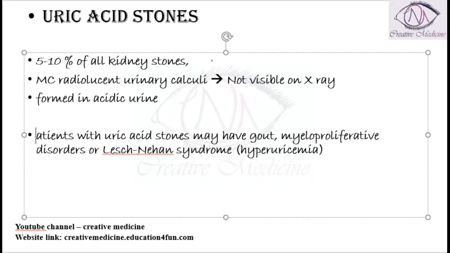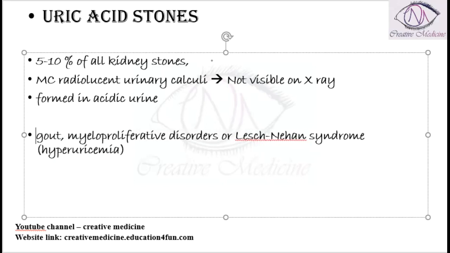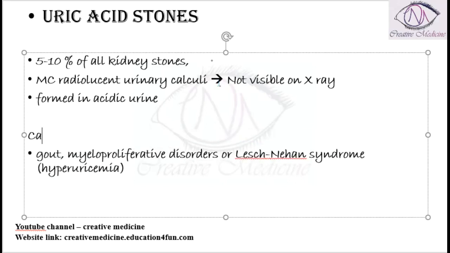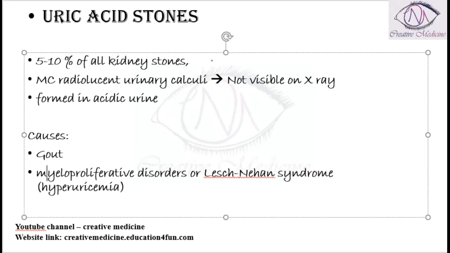So, the causes or the risk factors of uric acid stones are: uric acid stones can occur in gout. Why? Gout is a state where there is increased uric acid. The uric acid production may be increased in gout, or there can be decreased metabolism of uric acid. Thus, uric acid gets deposited in the joints, especially the metatarsophalangeal joint in gout. So, uric acid stones are common in gout.